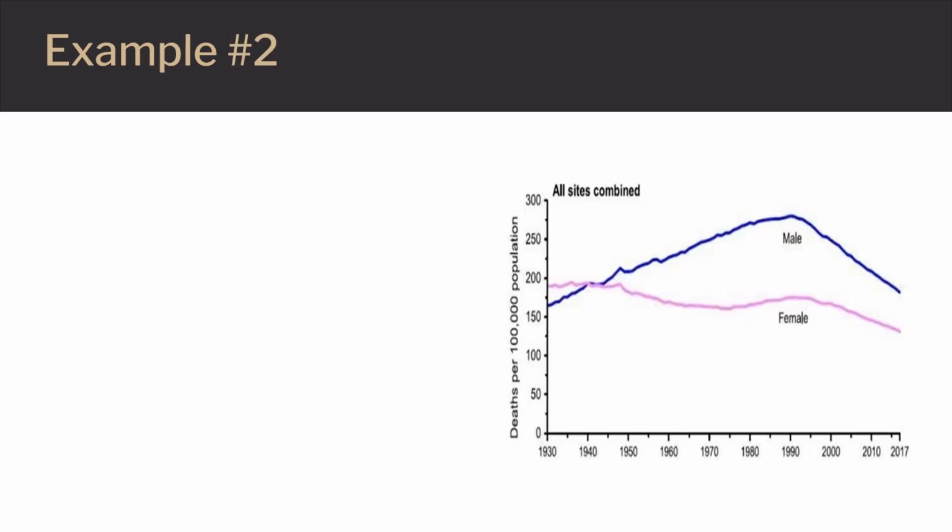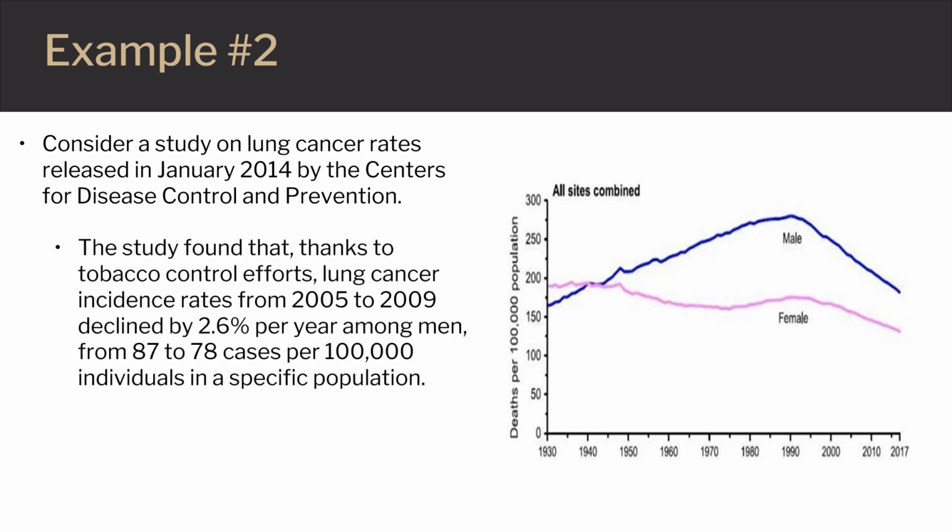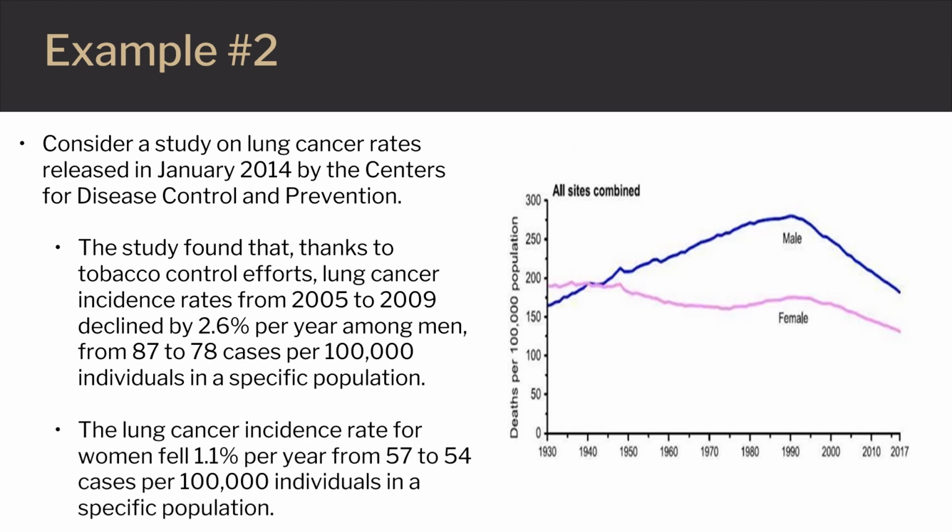In example number 2, found on this slide, a study conducted by the CDCP looked at lung cancer rates among men and women. As illustrated in this graph, men had a diminished incidence rate between the years of 2005 to 2009, on the order of 2.9% per 100,000 men monitored in the study. That means the amount of new cases decreased from 87 to 78 cases. Similarly, the incidence rate among women noted in the study illustrated a 1.1% decline per 100,000 women monitored in the study, or 57 to 54 cases.